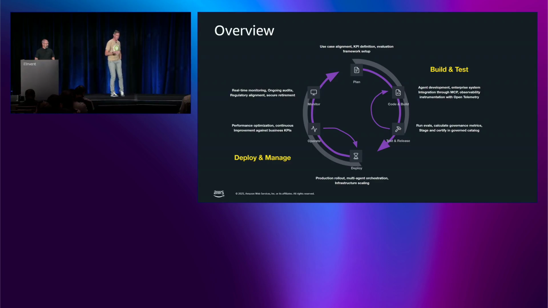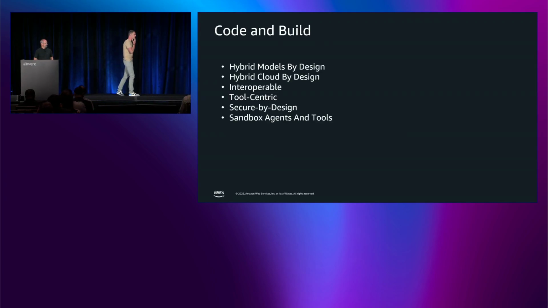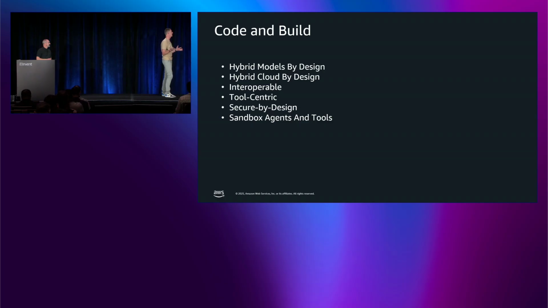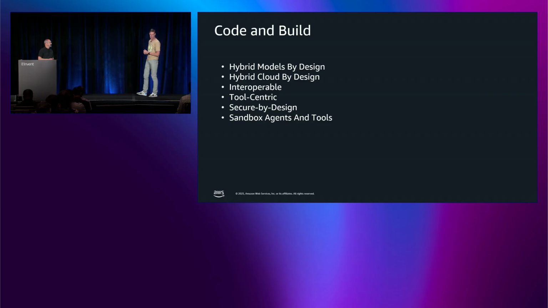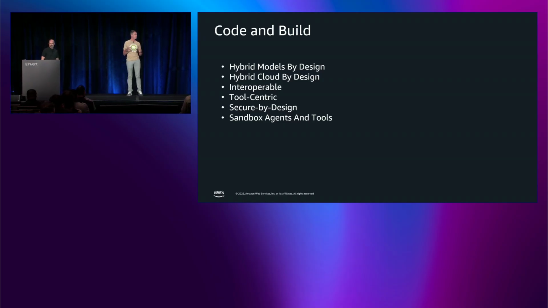When you're looking at the build and test phase, you have to consider certain things. The IBM document says that we should be looking at things like hybrid models by design, hybrid cloud by design, interoperability, building things which are tool-centric and, importantly, secure by design. This is something we've learned over a number of years: having that approach of building secure by design as a first principle of developing any new feature. But we also need to look at the blast radius, putting our agents and our tools in a box, heavily restricted, so if something does go wrong, then that is constrained.